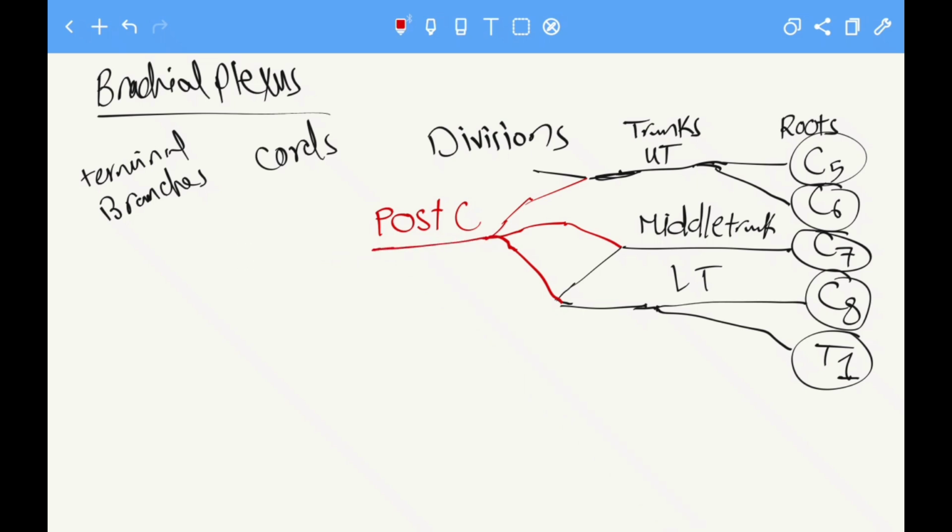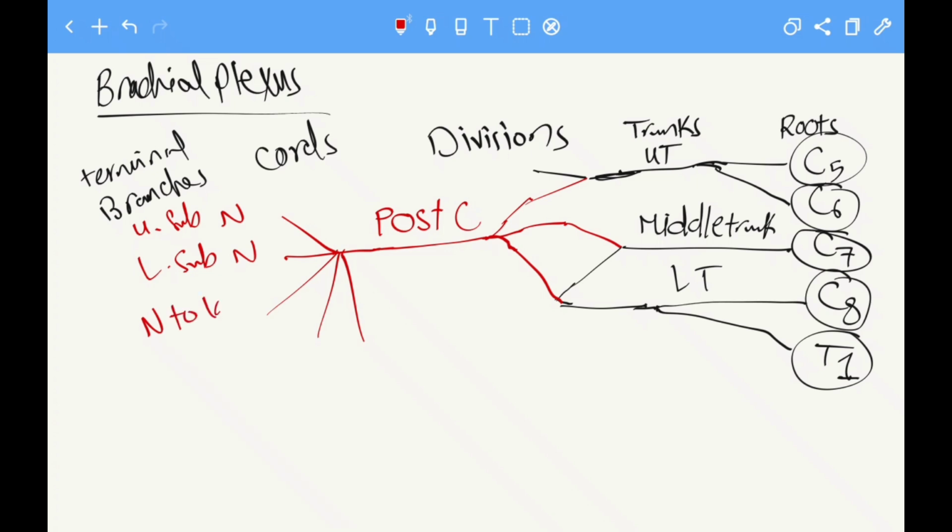The posterior cord will divide into 5 main branches, which by mnemonic are called ulnar: upper subscapular nerve, lower subscapular nerve, nerve to latissimus dorsi, axillary nerve, and radial nerve.